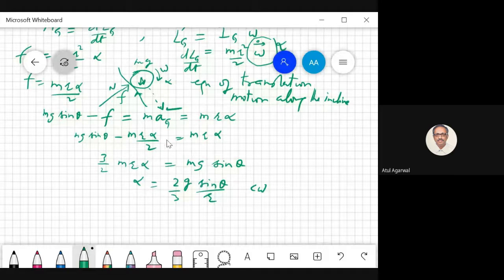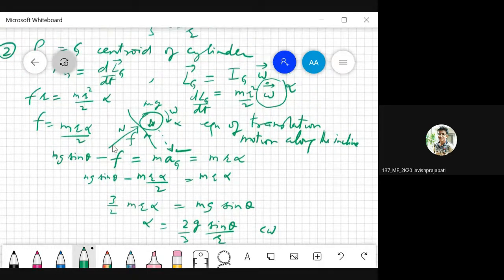Sir, how did the frictional force become m r alpha by 2? This thing, m r alpha by 2, I calculated from my equation of rotational motion. Okay sir. So this I have used here, from here. Okay. So this is basically. So you got the same answer. Any problem?